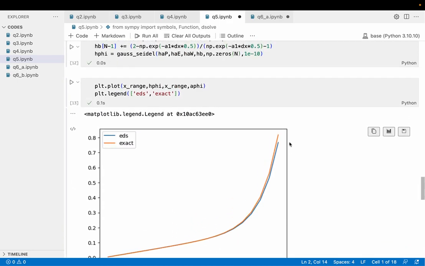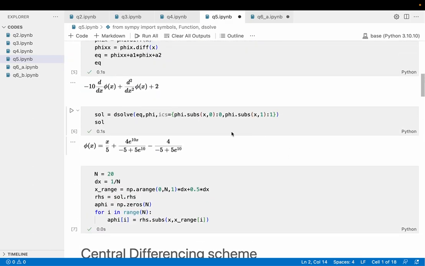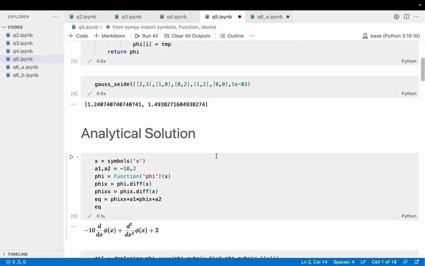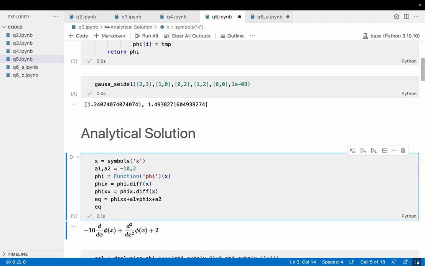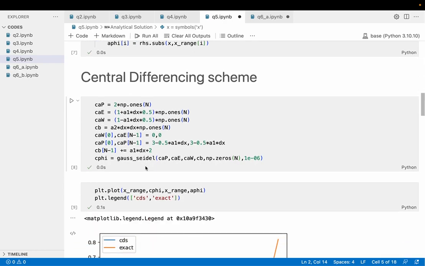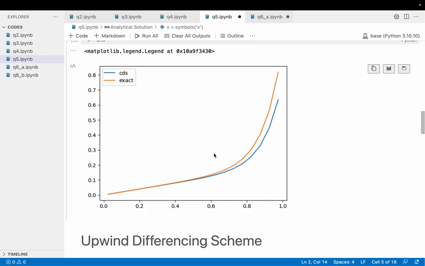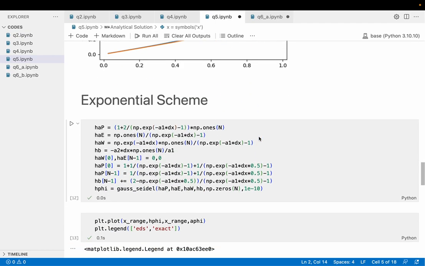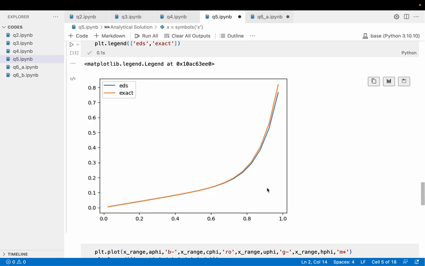So I've tried for different values, and the question asks you to try for various values of A1 and A2. Your A1 and A2 are essentially your diffusion and your source term. So by varying these things, you can see when your central differencing works better than your upwind, and when the other way. In some situations you can actually find central differencing to be more accurate compared to the upwind differencing scheme. That is essentially when your diffusion coefficients are much higher. But in all these cases, your exponential will give you a much better solution compared to both CDS and UDS.